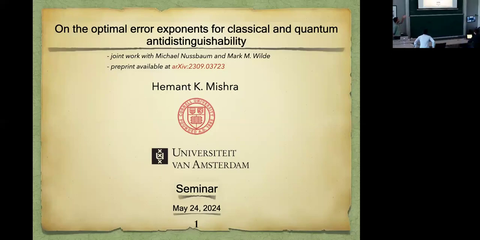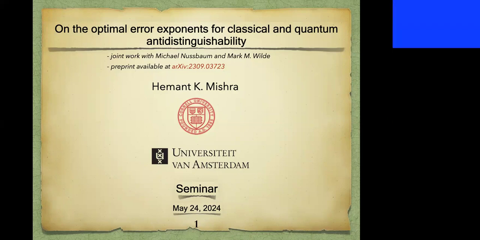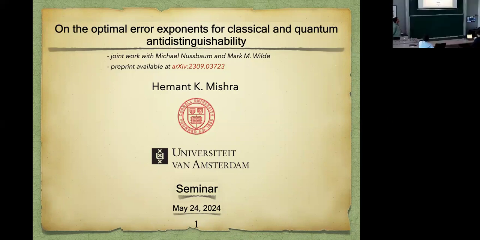So we'll be talking about error analysis of this task called anti-distinguishability in both classical and quantum settings. More precisely, we'll be talking about the optimal error exponent in the asymptotic regime. We'll be getting into the details slowly.